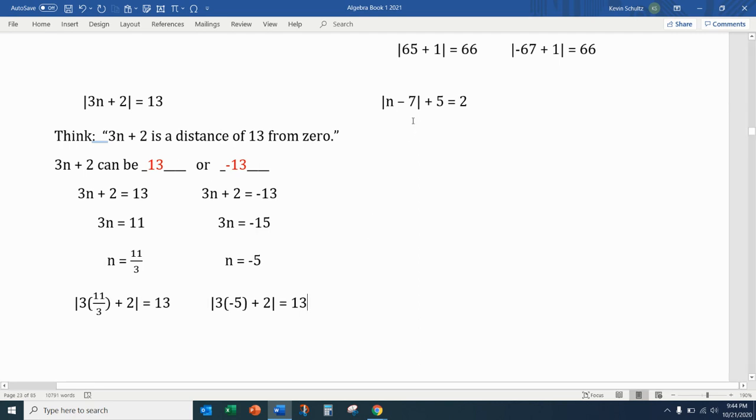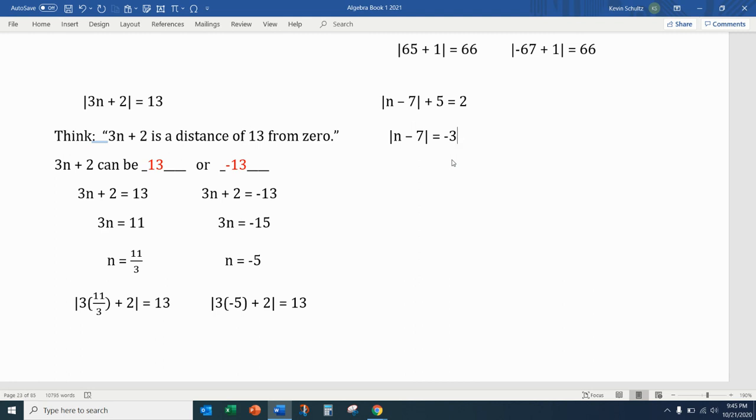This fourth example here, the bars are not by themselves, right? We have the absolute value of n minus 7, we close that, and then we're adding 5. So our first step here, following our goal from up above, using opposite operations, is to get the bars by themselves. So I'm going to subtract 5 from both sides, and that leaves me with n minus 7 equals negative 3, because 2 minus 5 equals negative 3.